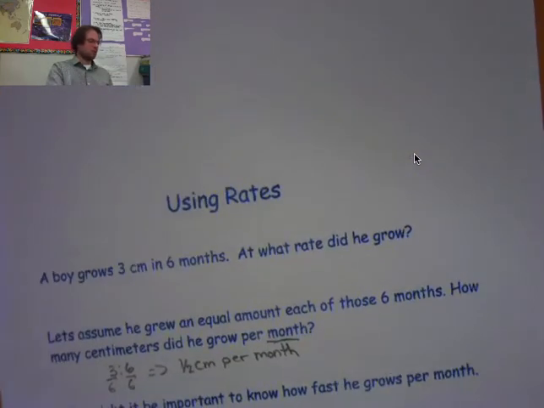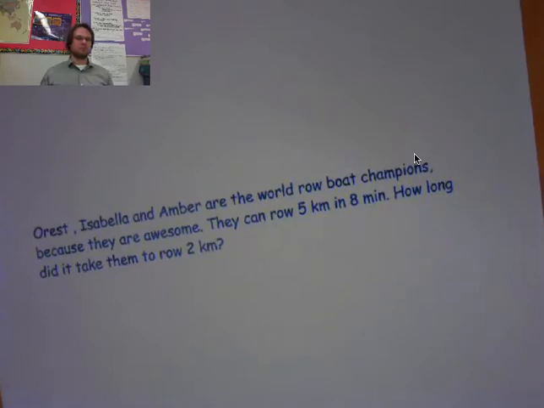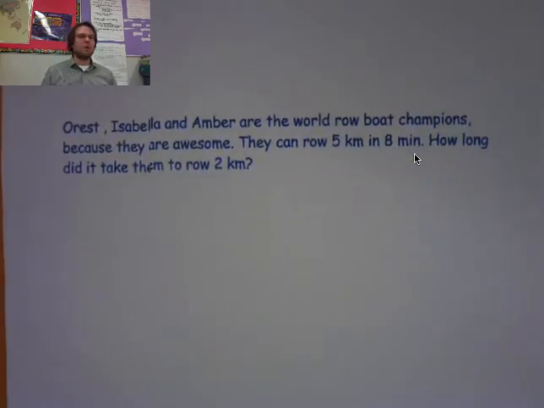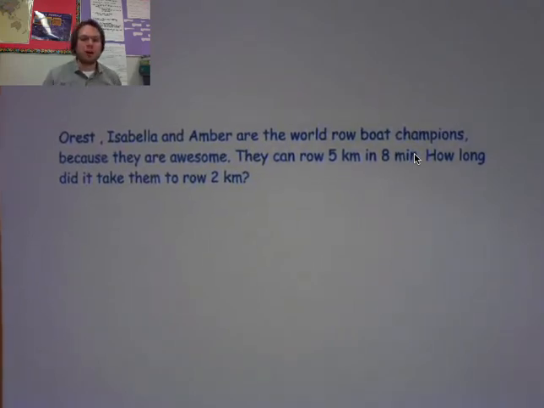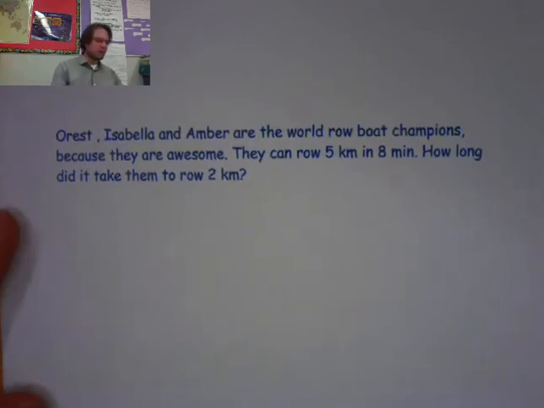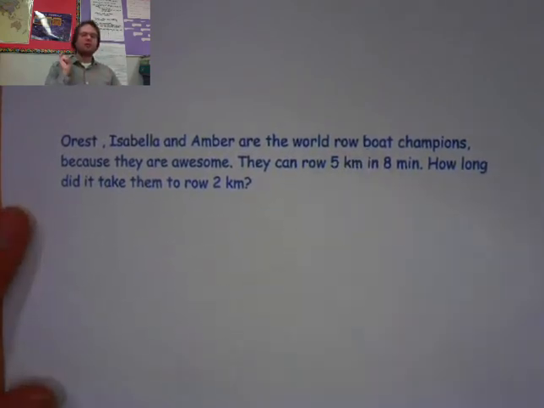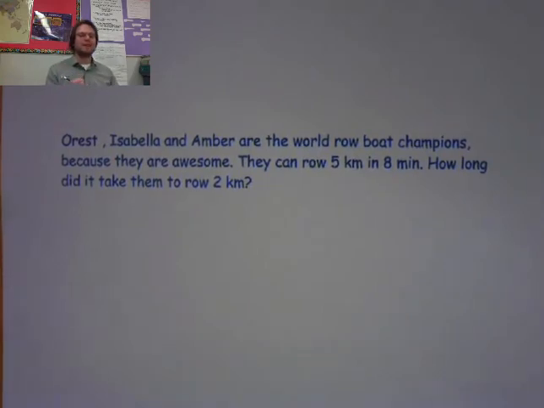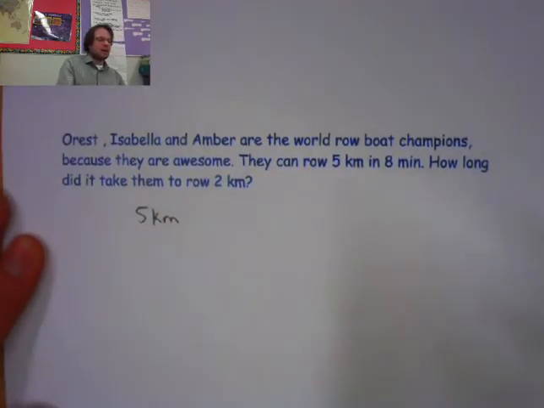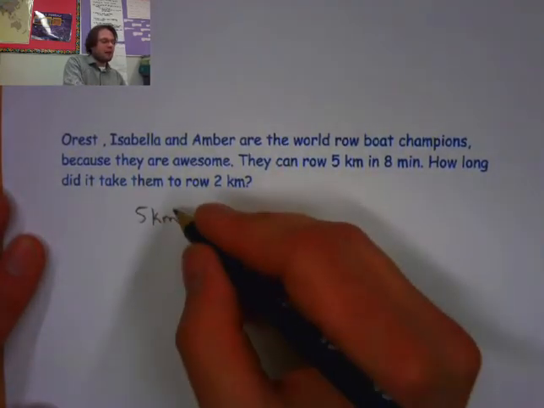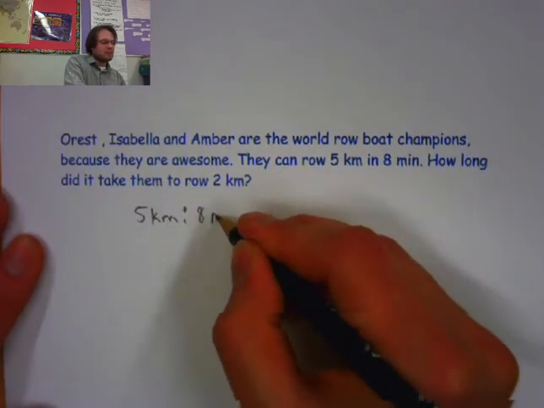Okay, our next question. We have Oris and Isabel and Amber are world rowboat champions because they are so awesome at rowing. They can row 5 kilometers in 8 minutes. How long did it take them to row 2 kilometers? Okay, so we're taking a look at them. We have to first find my rate to make it easier. So we have 5 kilometers in 8 minutes.